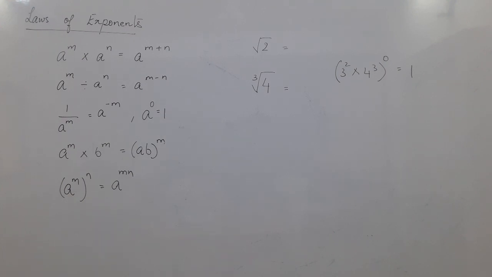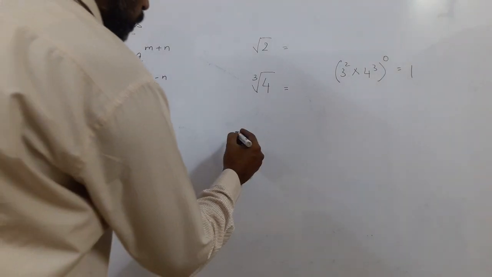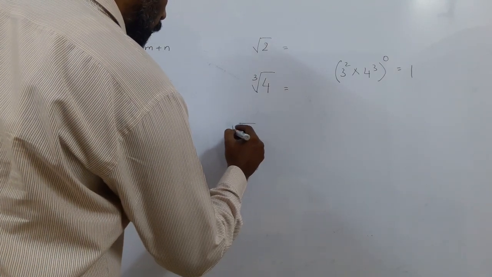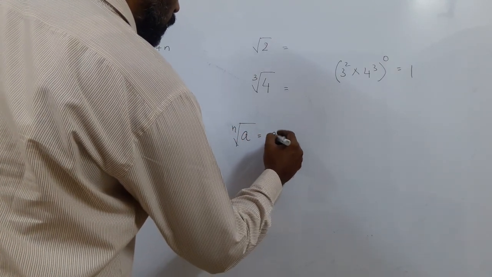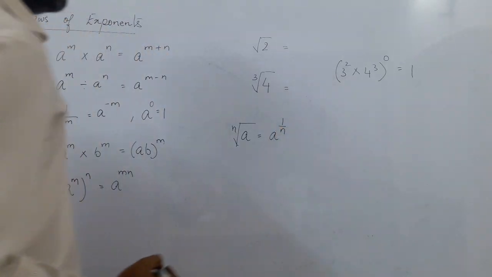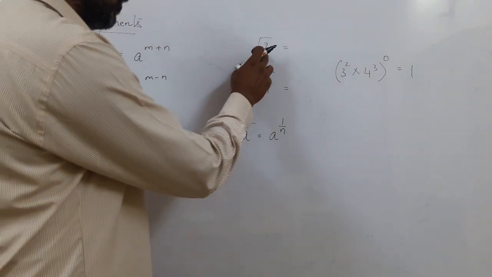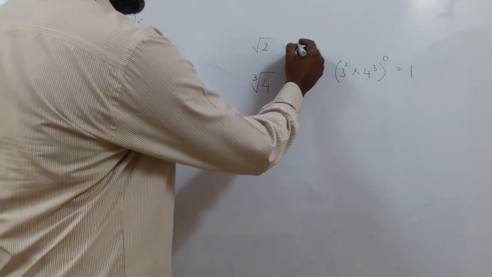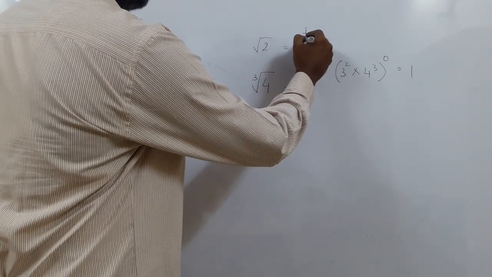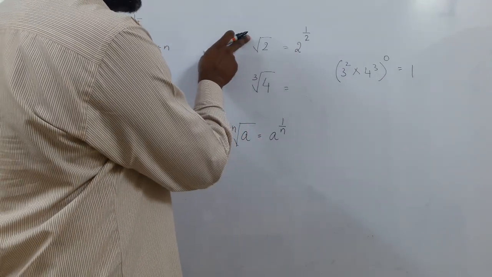For real numbers, we have the nth root of a equal to a raised to 1 upon n. Okay, this is the rule for real numbers, remember. So how should we write root 2? Root 2 is 2 raised to 1 upon 2. Why 1 upon 2? Square root.